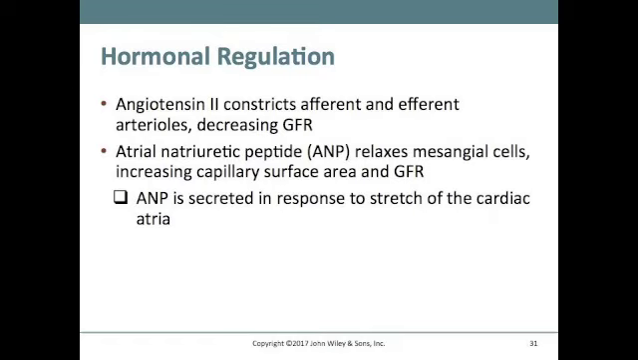Cells in the atria of the heart secrete atrial natriuretic peptide. The stretching of the atria occurs when blood volume increases, and this stimulates the atrial natriuretic peptide hormone by causing the relaxation of the glomerular mesangial cells. Atrial natriuretic peptide, or ANP, increases the capillary surface area available for filtration. So the glomerular filtration rate rises as the surface area increases.